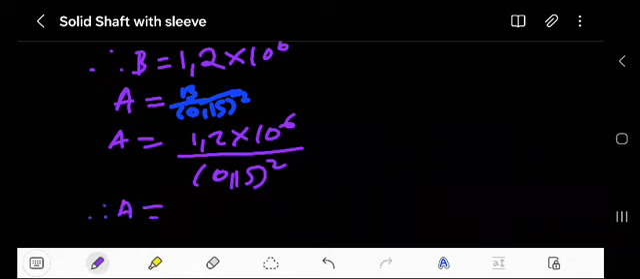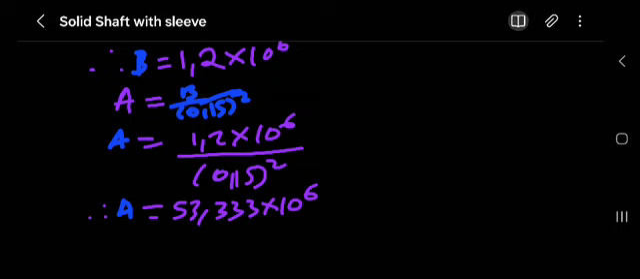A, therefore a. What will be the value of a? If you say 1.2 times 10 to the power of 6 divided by 0.15 squared, this will be 53.333 times 10 to the power of 6. Remember, this a and b has no SI units. So we have this.